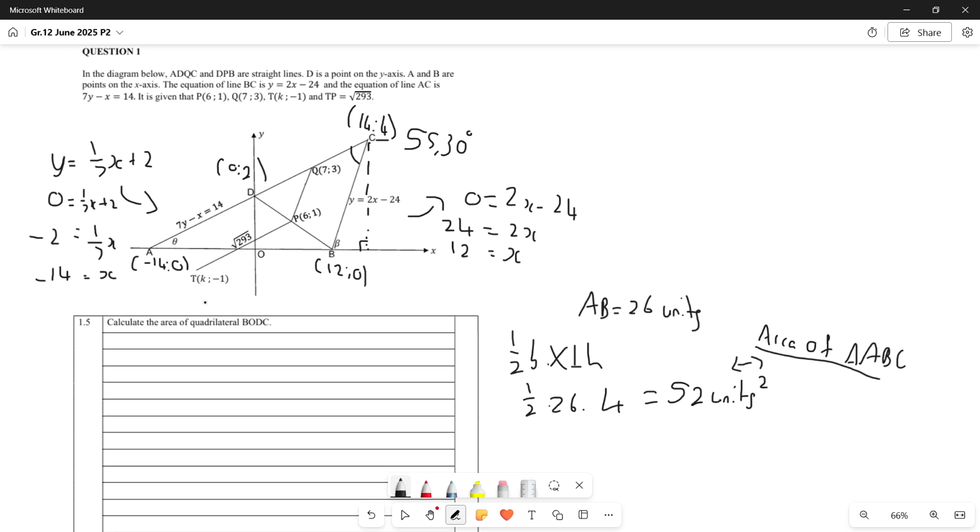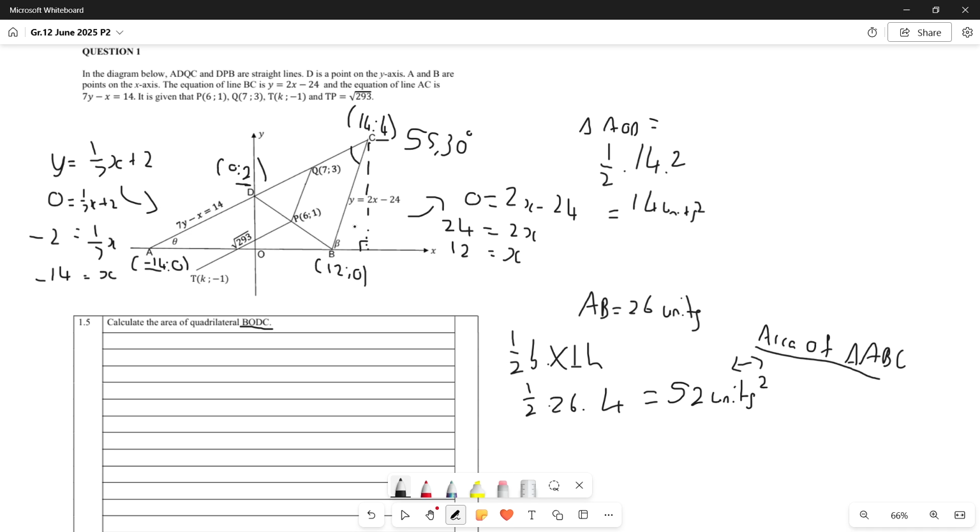Okay, but then what we want and what they asked for is BODC. A reminder, BODC is over here. We're just going to subtract the area of AOD from this triangle, which means getting the area of this triangle is quite nice because it's negative 14 all the way to 0. So we already have the base over here, and we have the perpendicular height because the perpendicular height is all the way up to 2. So in triangle AOD, we have half base, a reminder base is 14 units, times 2, because our perpendicular height is OD. OD is 2 units up.